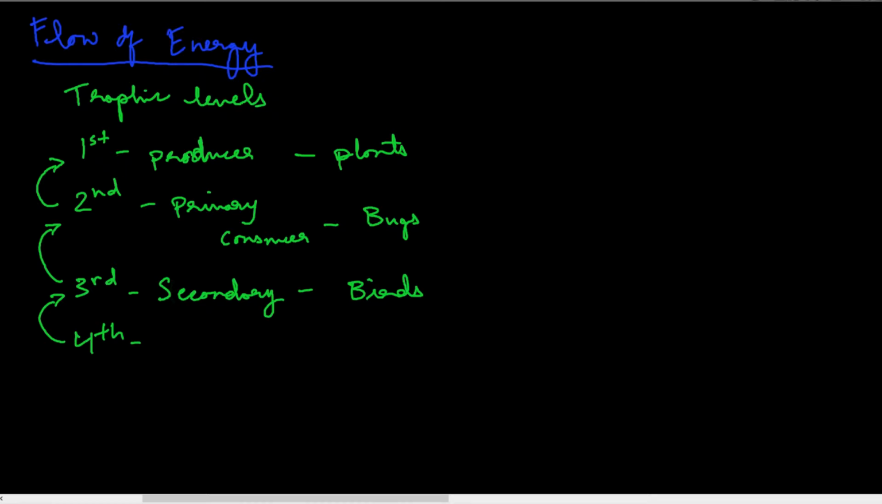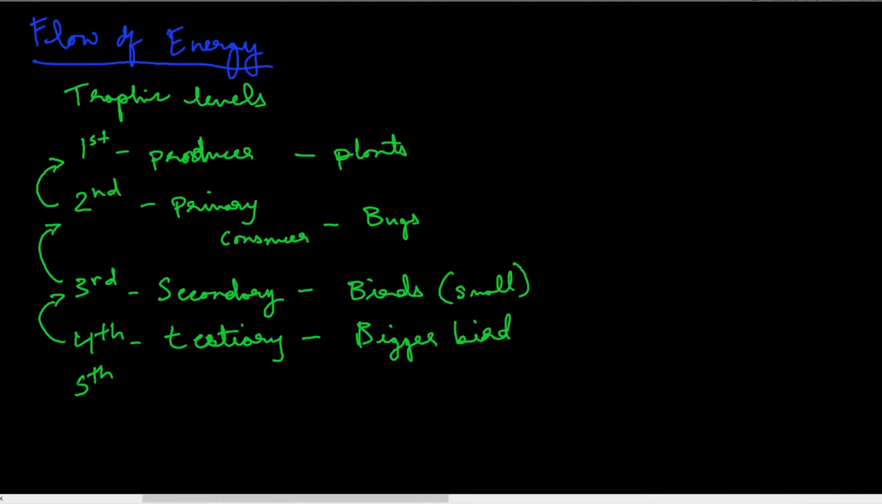All right, so then the fourth level you would have the tertiary level, and that's things that eat birds. So a tertiary level animal is something that eats a bird. I guess anything could eat a bird. Let's just say bigger birds, maybe like an eagle eating a smaller bird. You get the idea. You can come up with your own way of remembering this, and your own examples for each of these in your own life.